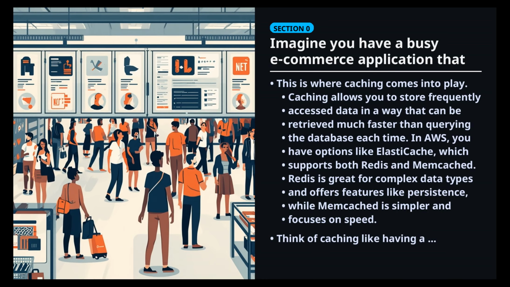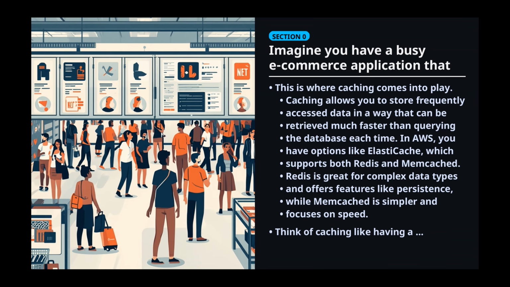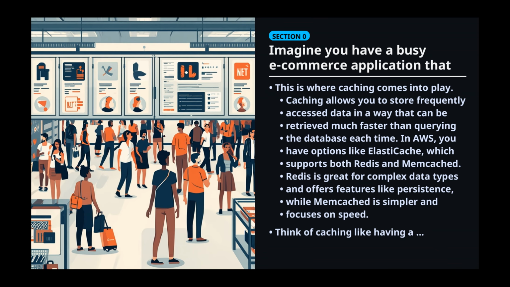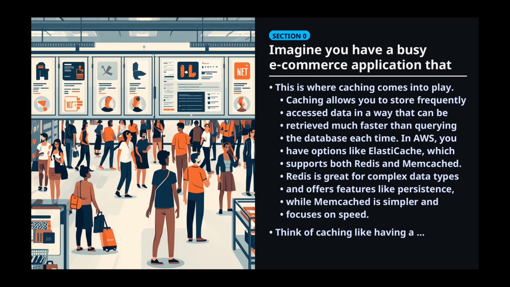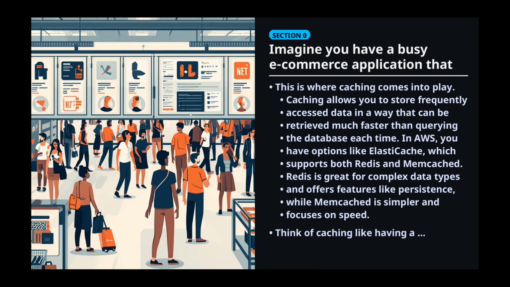This is where caching comes into play. Caching allows you to store frequently accessed data in a way that can be retrieved much faster than querying the database each time. In AWS, you have options like ElastiCache, which supports both Redis and Memcached. Redis is great for complex data types and offers features like persistence, while Memcached is simpler and focuses on speed.